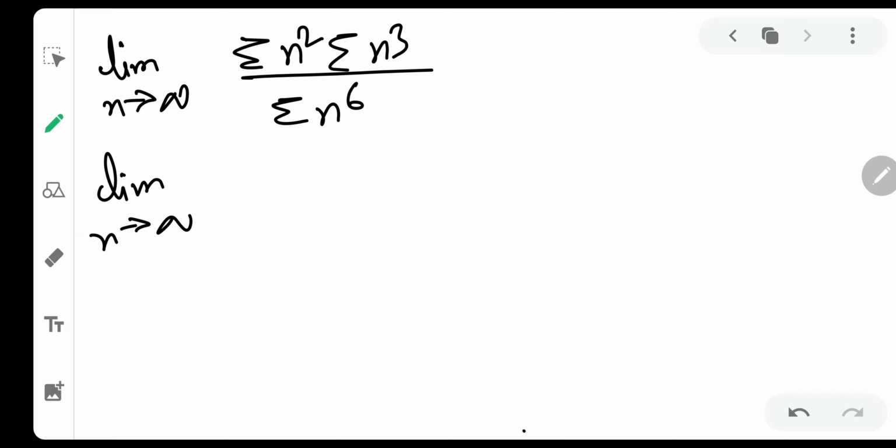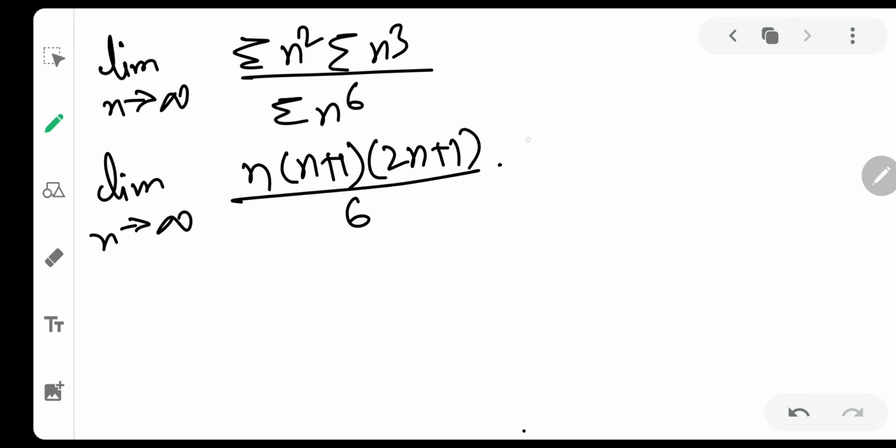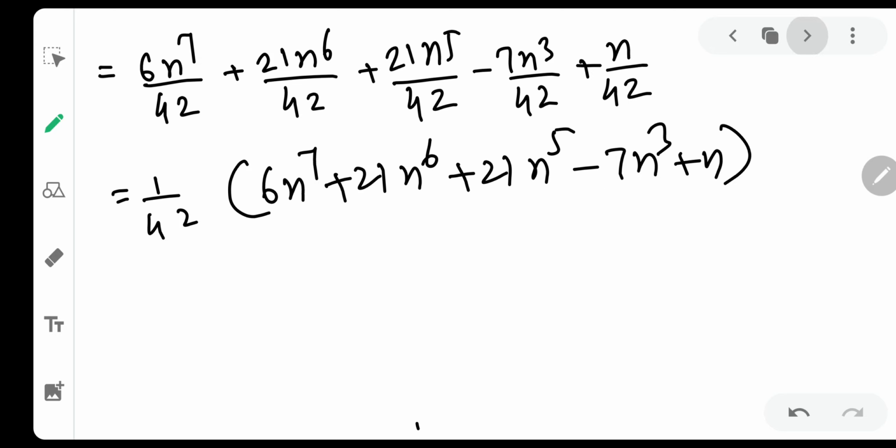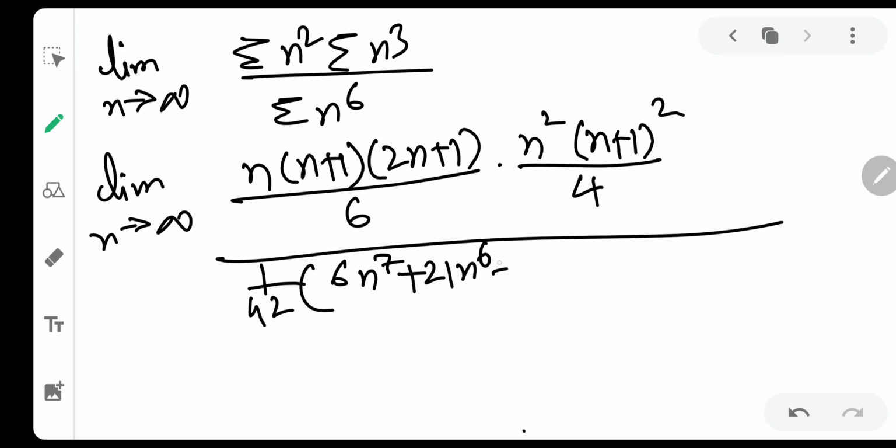Limit n tends to infinity. What is summation n square? n(n plus 1)(2n plus 1) by 6. That is what we derived today. What is summation n cube? n square (n plus 1) the whole square by 4. This also we derived. Now summation n raised to 6 was 1 by 42 times (6n raised to 7 plus 21n raised to 6 plus 21n raised to 5 minus 7n cube plus n), and this is a derivation.